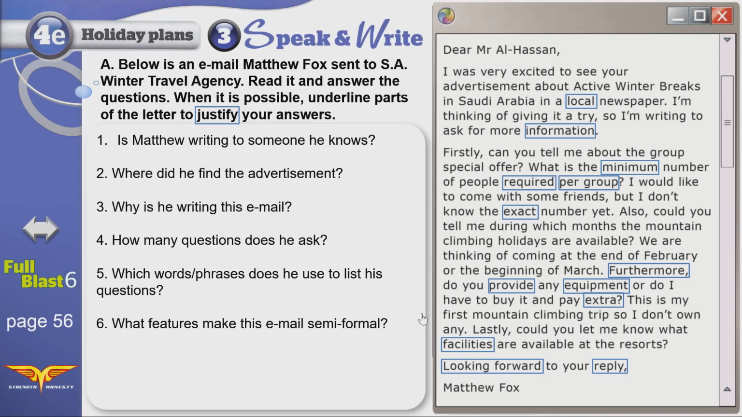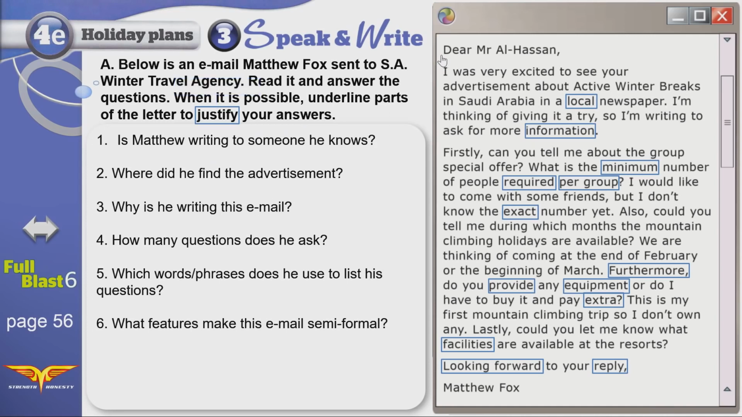Now, somebody named Matthew Fox wrote this letter to Mr. Al-Hassan. This man works in this travel agency. Now, we will read and understand, and then we will answer the questions, and we will try to justify, give reasons why we chose this and this as an answer.